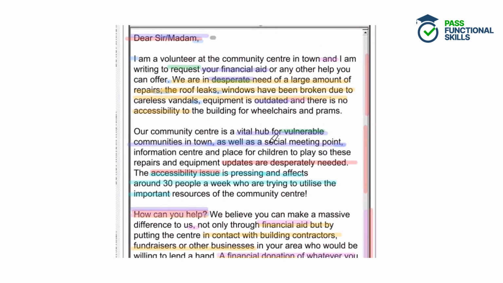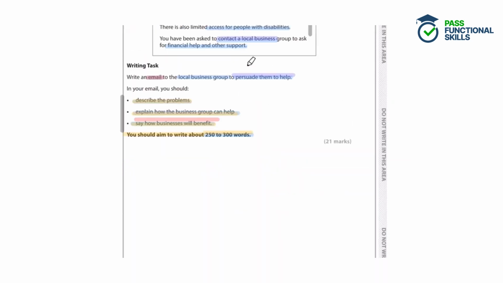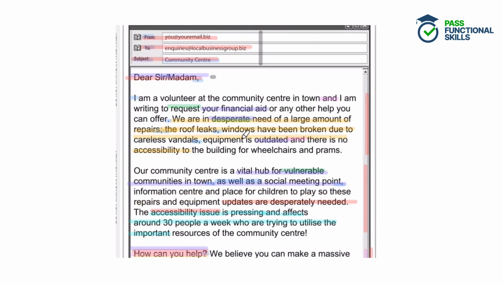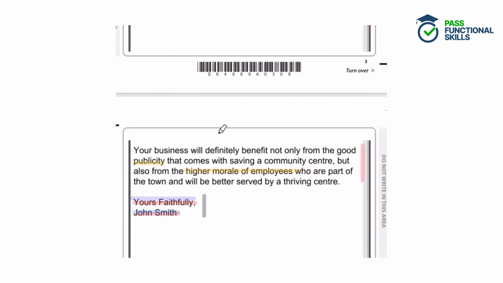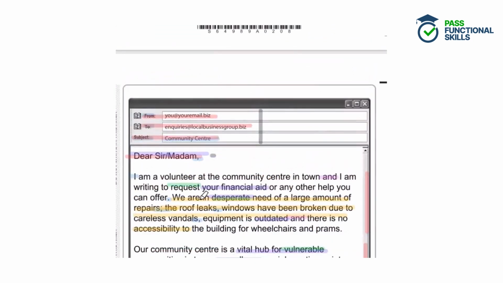The writing is very much appropriate for the audience and purpose that have been specified in the question. So we're talking to a local business group and we're trying to persuade them, and the answer definitely fits that requirement there. It's very persuasive, saying that employees will be better served by a thriving centre. Your business will definitely benefit, that kind of thing. Try and persuade the business.